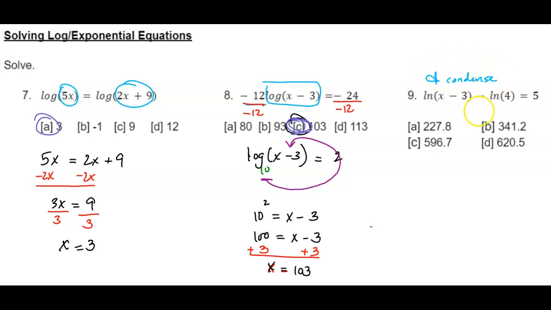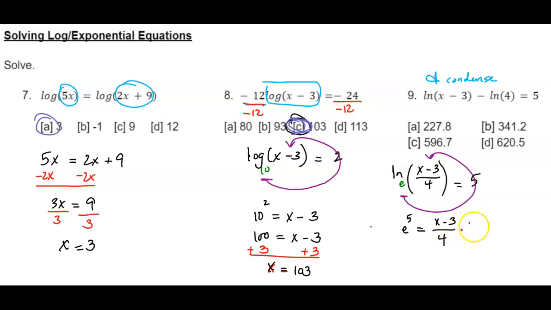Now remember, if there is a minus, if there is a difference of 2 logs, that means you have to rewrite it as a quotient. So if I rewrite this problem as a quotient, on the left I'm going to have ln of x minus 3 over 4. And that equals 5. Now remember, ln has a default base of the natural base of e, which we need so that we can convert. All right, so I'm going to start with base e, go towards the equal sign. So e raised to the 5th equals x minus 3 over 4.